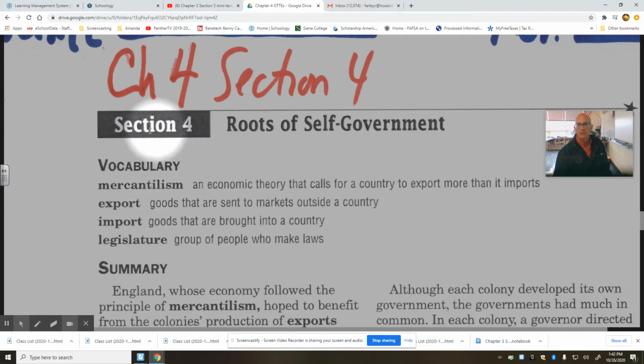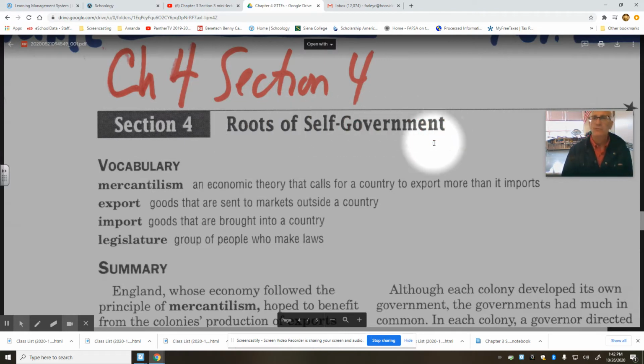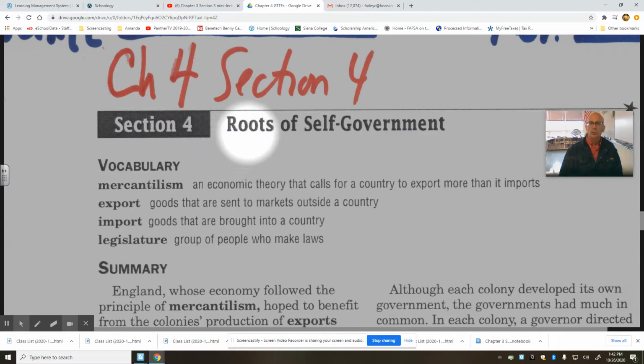Today we've got Roots of Self-Government, Chapter 4, Section 4. When we talk about roots of self-government, we're talking about the beginnings or the origins of the colonists starting to really govern themselves and thinking about choosing their own leaders rather than relying on the leadership of England from 3,000 miles away across the Atlantic Ocean.